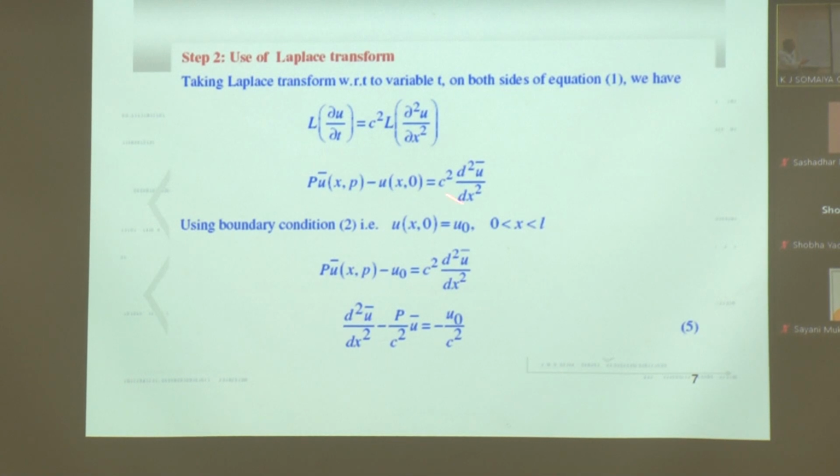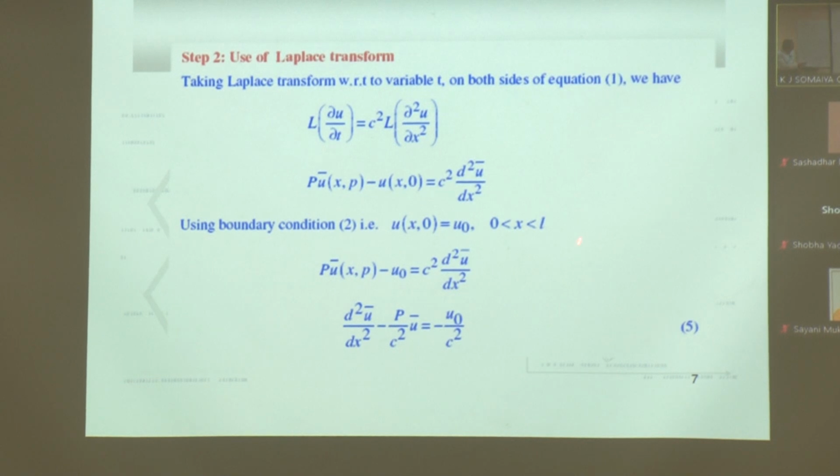And here c square is of course a constant, that I can carry forward as it is. As we are taking Laplace transform with respect to t, this term I can directly shift to the double derivative of u bar. U bar represents the Laplace transformation of u. Now this value u(x, 0) is already known to us, that is the initial condition. Initial condition is u0, so I can substitute this value u0 over here. So I got the corresponding ordinary differential equation.